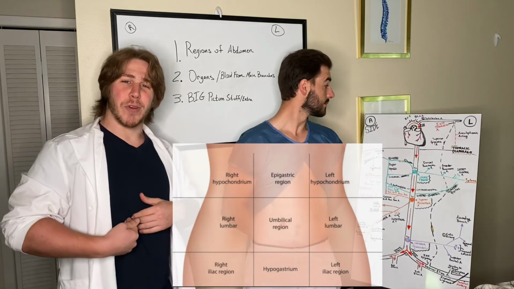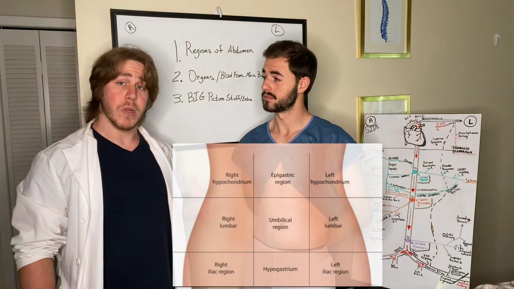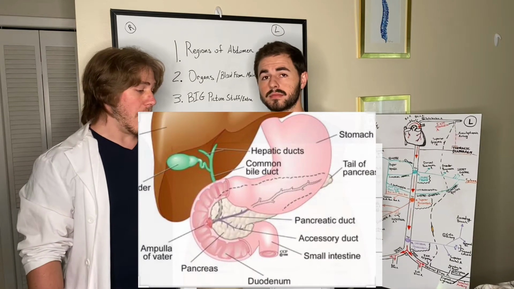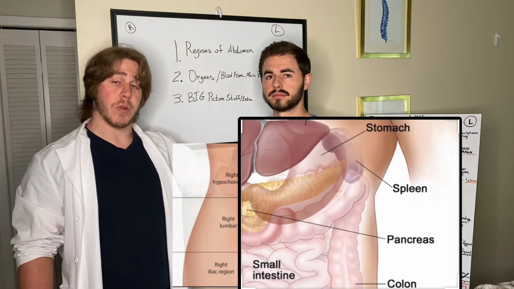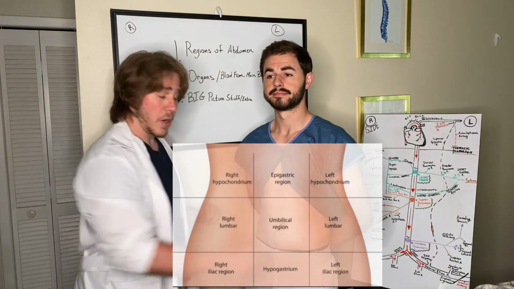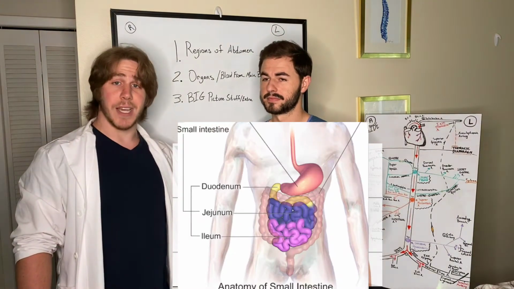Starting in the top right hypochondriac region, we're going to have the liver and the gallbladder. The epigastric region will have the stomach, the duodenum, and part of the pancreas. The left hypochondriac region will have the spleen. The lumbars are going to have the kidneys. The umbilical region houses your small intestines.